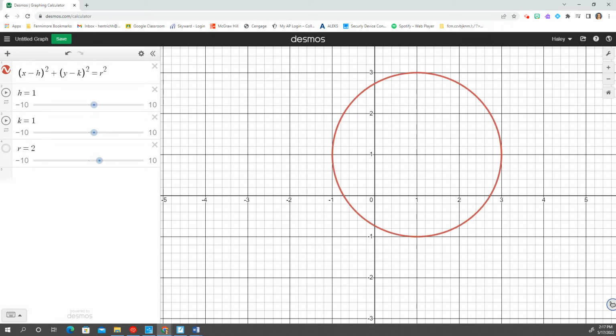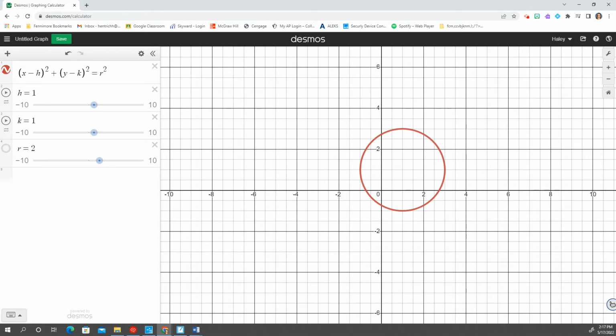h and k, watch what happens when I change those. So here's what happens when I change h. Let's put it to like 4. Okay, it's shifting to the right. So it's changing the x coordinate of my center.